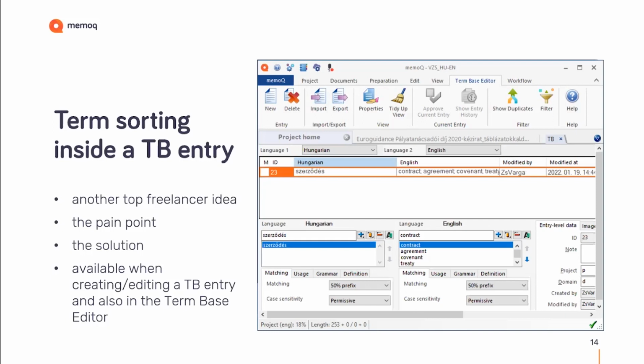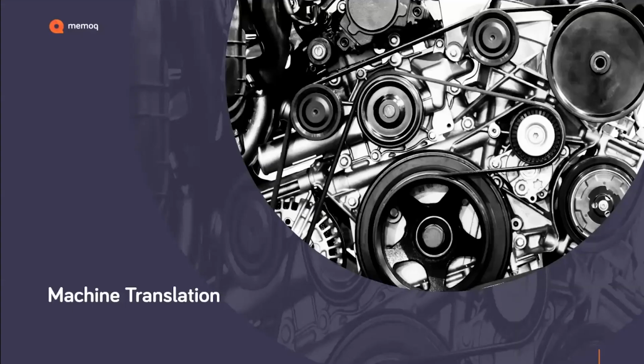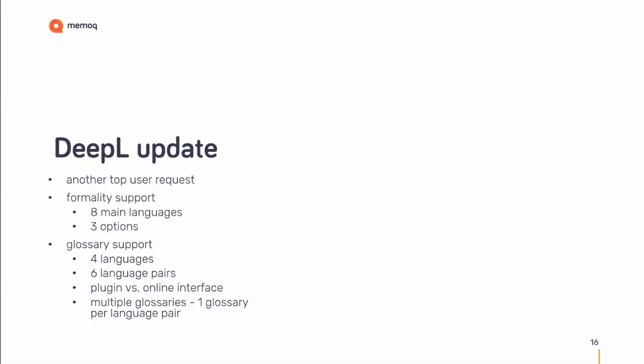The next topic I want to talk to you about is machine translation. And actually, here we will also be talking about ideas that came from you. DeepL has recently updated their services, and their API support now includes formality and glossary. So because a lot of our users asked for it, and we were also aware of this development, we jumped on it, and this is what we did.